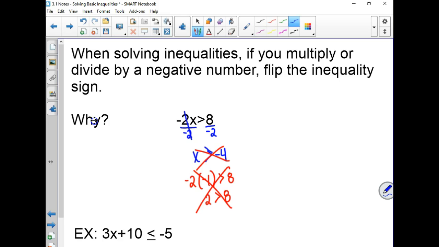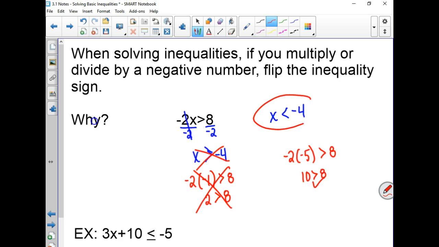In order to get the correct answers, I have to flip that sign. So if I had x is less than -4, now if I choose a number less than -4, such as -5, -2 times -5 is greater than 8. When I plug that in, I get 10 is greater than 8. That is correct. So make sure that if you multiply or divide by a negative, you have to flip the inequality sign.